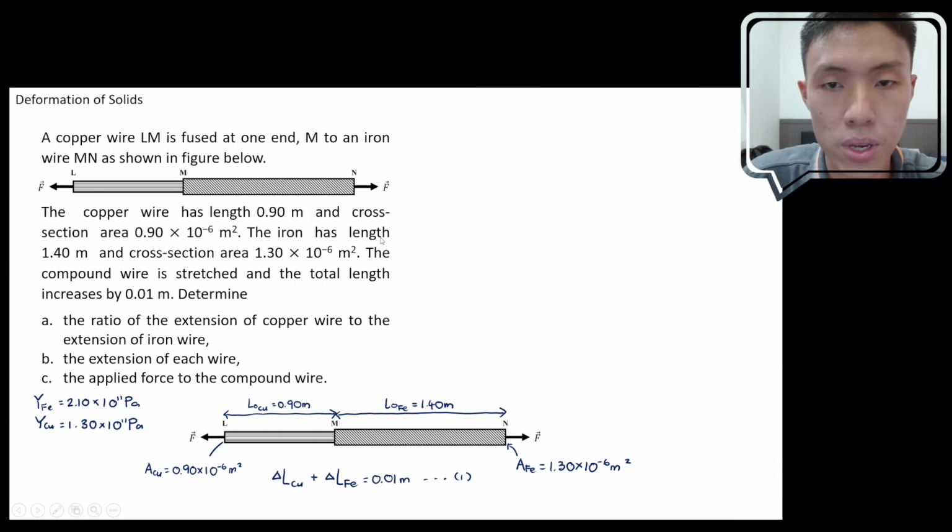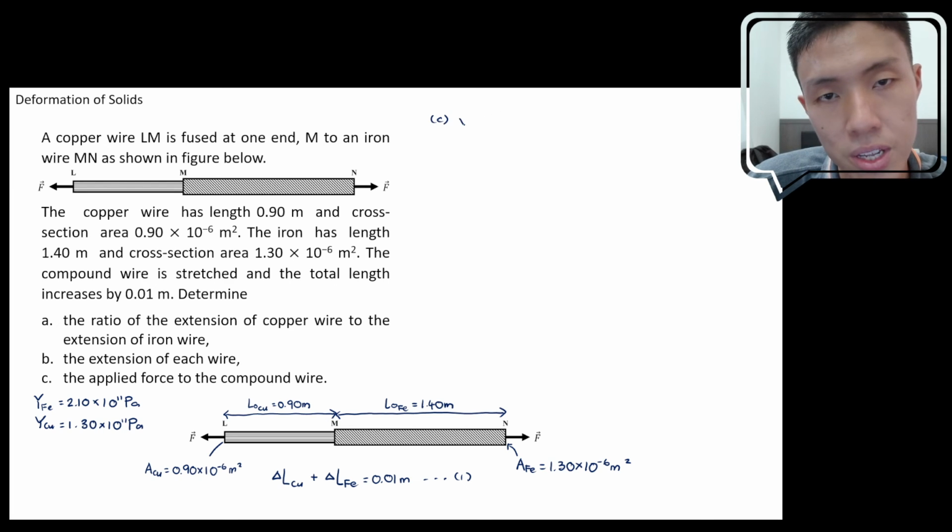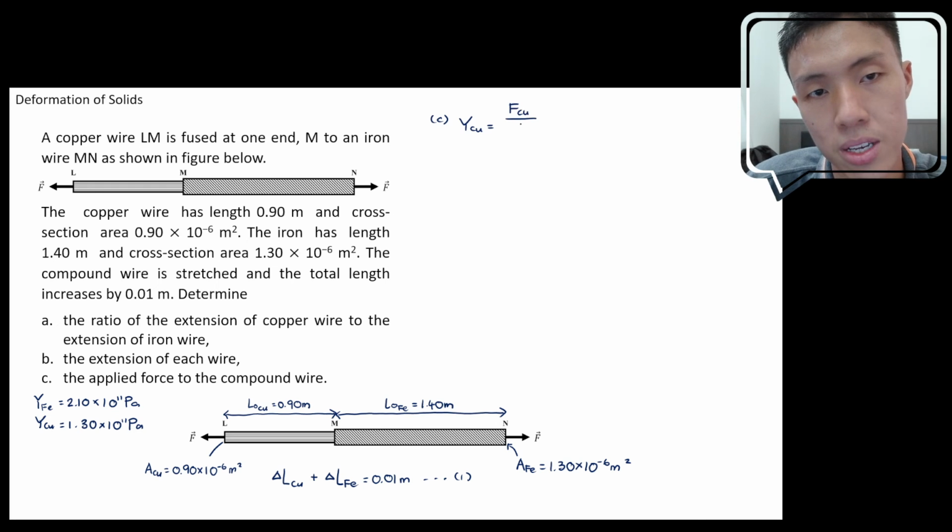Okay, so now we need to find the applied force to the compound wire. Applied force to the compound wire, you already have your copper Young's modulus. You already have your force applied, and this one is what we want to find. Force applied on the copper wire divided by the cross-section area of the copper wire. Then the change of length of the copper wire divided by the original length of the copper wire. You have everything here except the force, so it's just substitution only.